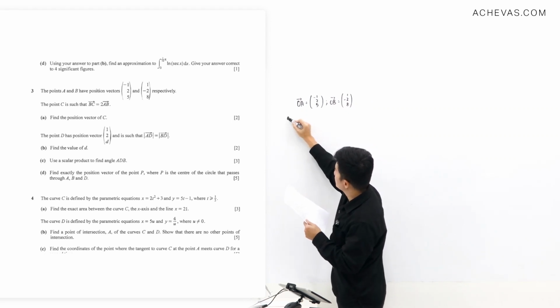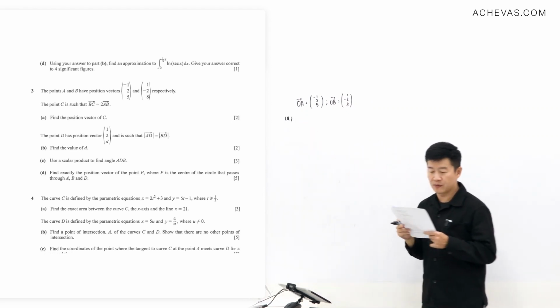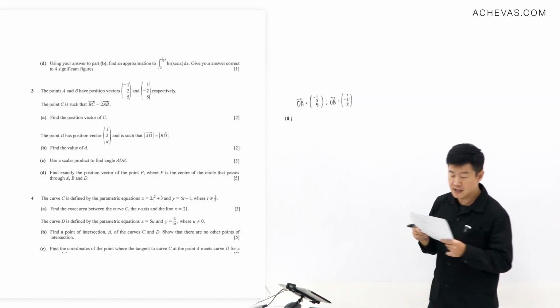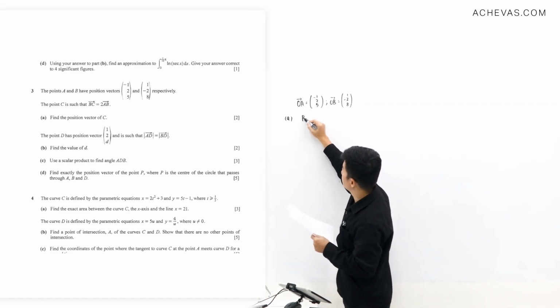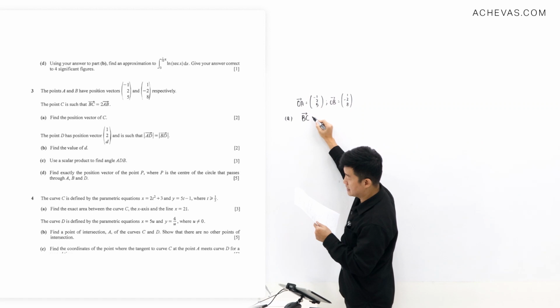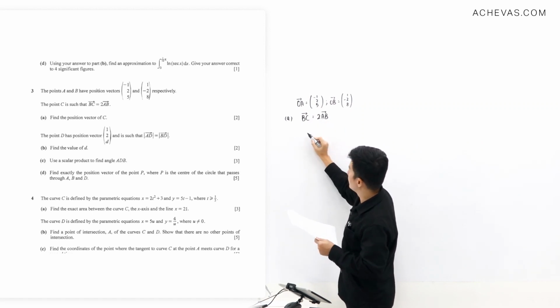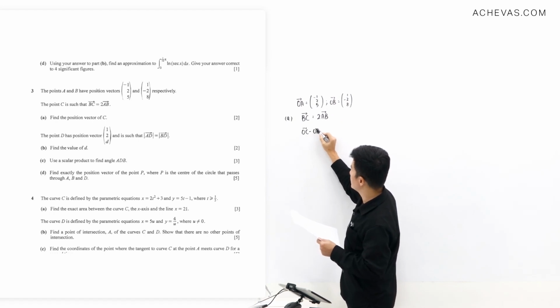And in order for us to do part A, we want to find the position vector of C. We are going to make use of this equation that is given to us. BC is equal to 2AB. So BC will be vector OC minus OB.